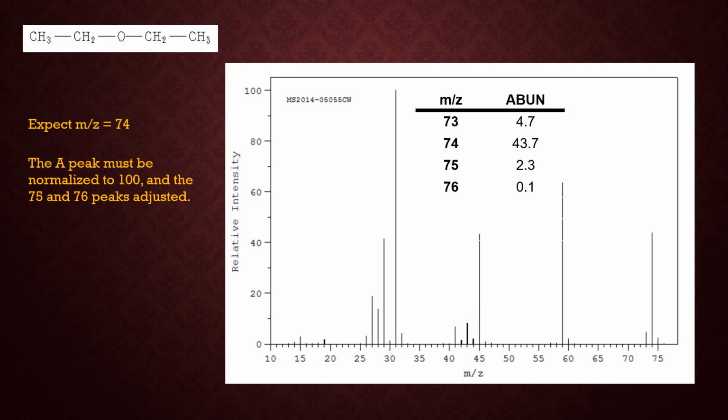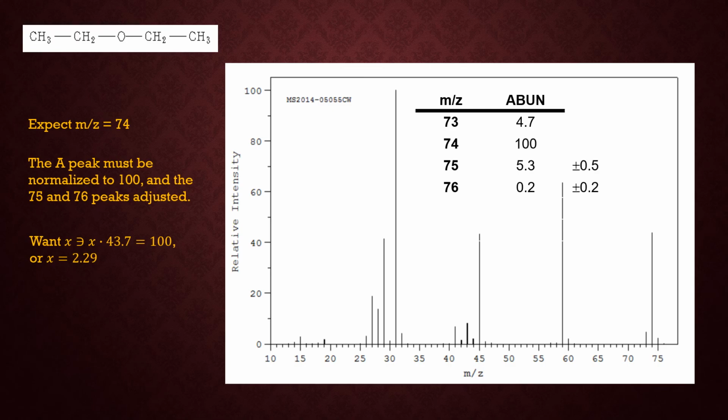If I'm going to analyze the A+1, namely the 75 and 76 peaks, the A+2, I need to scale up 74 to 100 and apply that scaling factor to the A+1 and the A+2 peaks. So I want an X such that X times 43.7 gives me 100, and that calculates to be 2.29. And I'm going to multiply this times 74, 75, and 76 and get the following.